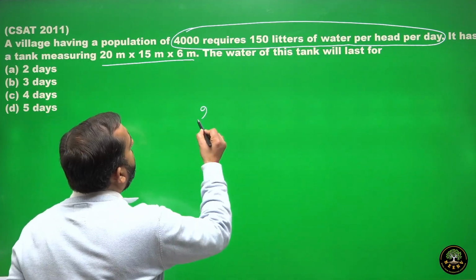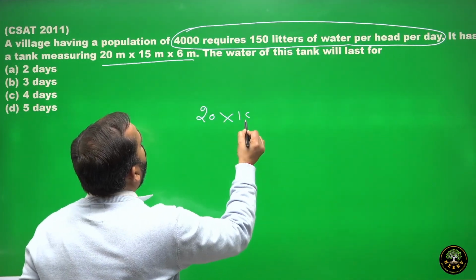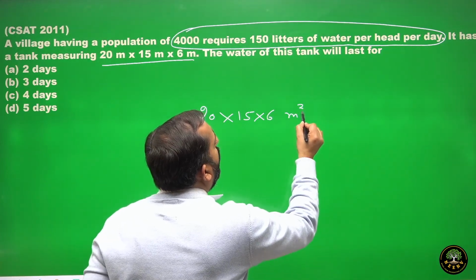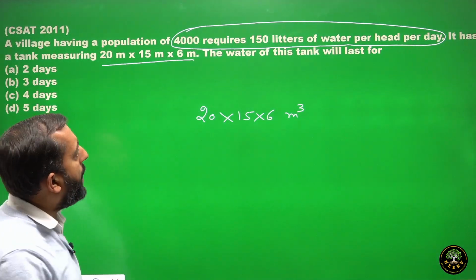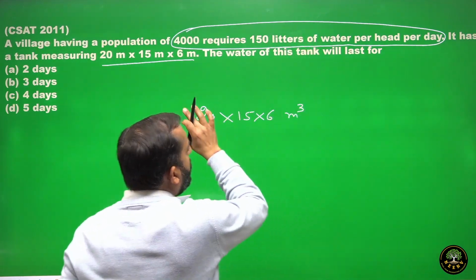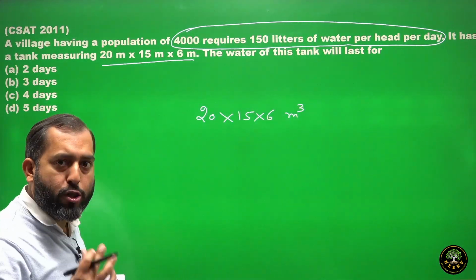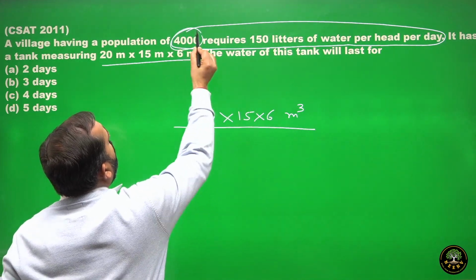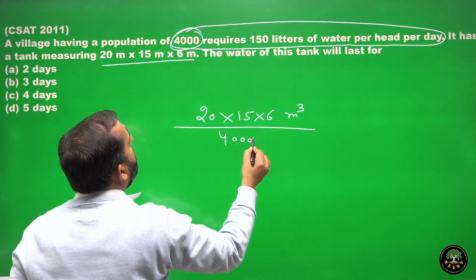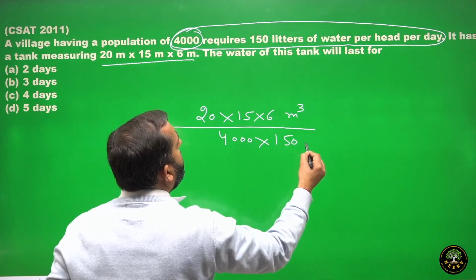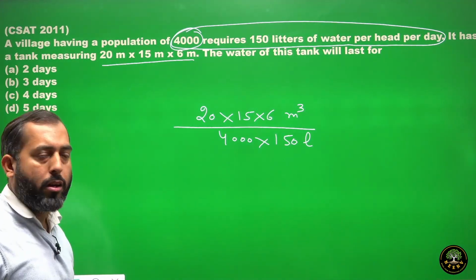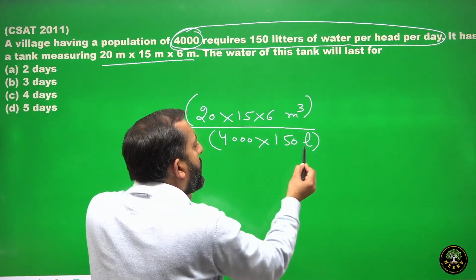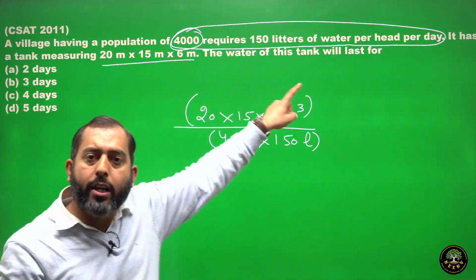So we are having 20 into 15 into 6 cubic meter of water. Everyday consumption is, there are 4,000 people and each of them is consuming 150 liters. So this is the total available water and this is the consumption per day. If you divide them, you will get the answer.